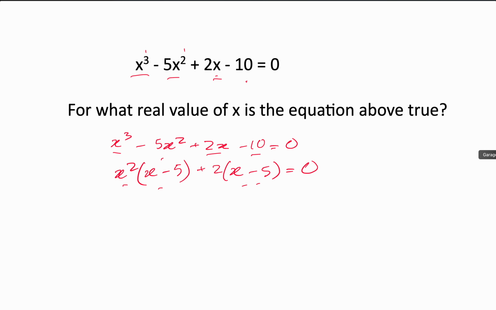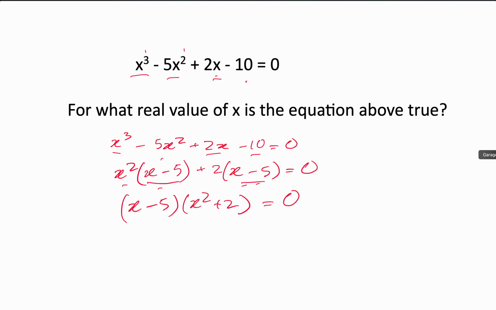So what do you write? You have x minus 5, right? Because x minus 5 is in both of them, so we factor that out. So what are we left with? We're left with x squared plus 2, the whole thing equals 0.